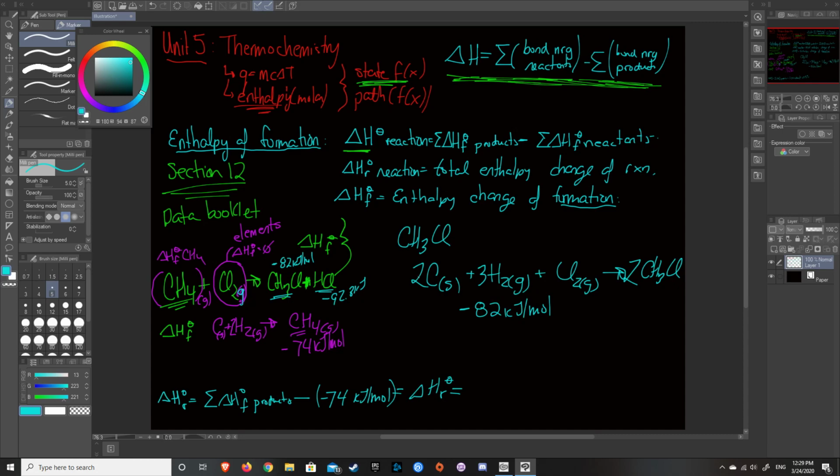So you can see that this is not a burning reaction because we're not reacting with oxygen, but it's a reduction reaction. We're reducing the carbon, but we're oxidizing the carbon at the exact same time because we're adding the chlorine to it.